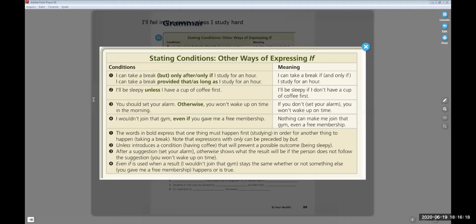Now, number 4. Mr. Jobert, could you read the number 4 for us, please? I wouldn't join that gym even if you gave me a free membership. All right. What's the meaning of this, even if? Nothing can make me join that gym, even a free membership. Even if, it's like even this condition. Did you understand, guys? Can you show me one example, Mr. Jobert, of your own?